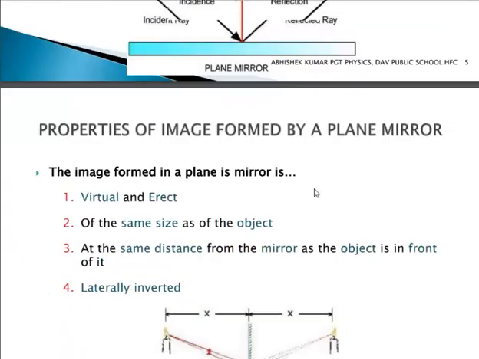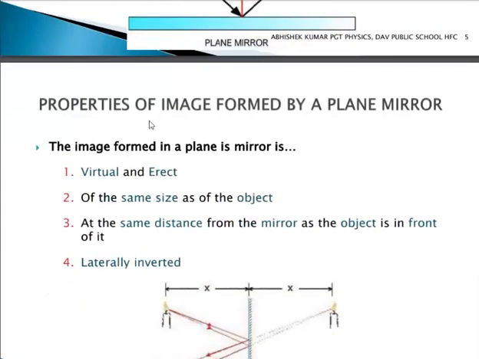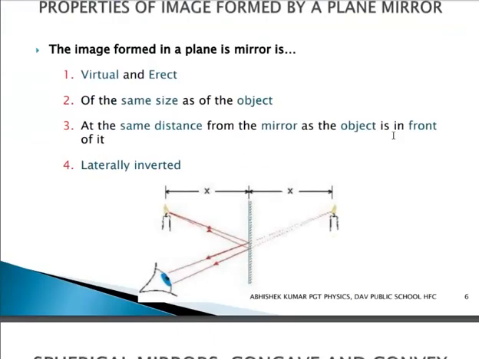Next one is the properties of image formed by the plane mirror. That is, characteristics of image formed by the plane mirror. First property is that the image formed by the plane mirror is always virtual and erect. This is not a real image. Second one is that the image formed by the plane mirror is of the same size as that of the object.